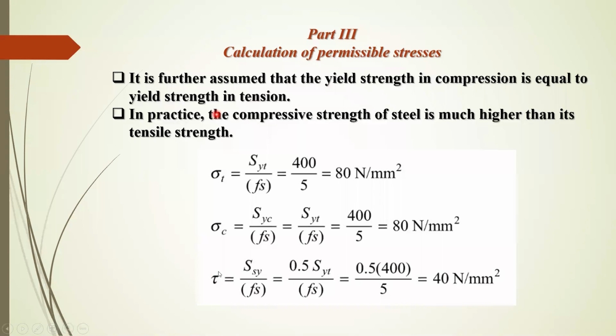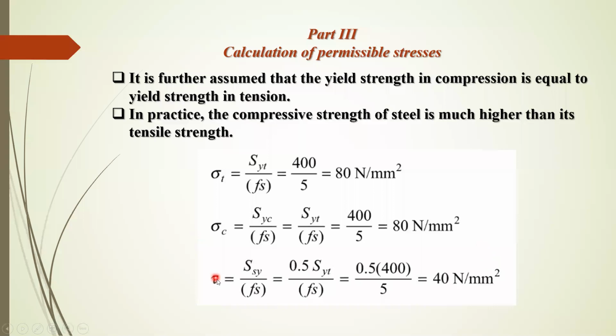These are called permissible stresses. So permissible tensile stress sigma T is SYT divided by factor of safety, that is 400 divided by 5, since the material is selected, 400 Newton per mm square. So the allowable tensile stress is 80 Newton per mm square. Similarly for compressive stress, it is assumed here that yield strength in compression is equal to yield strength in tension, so SYT and SYC values are the same. So sigma C is calculated the same way, that is 80 Newton per mm square.